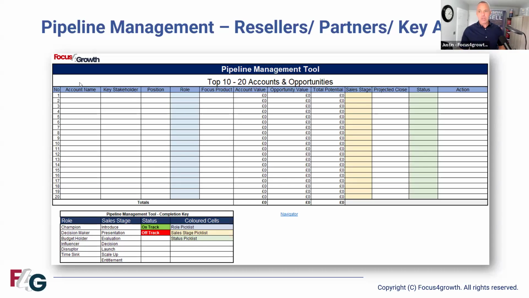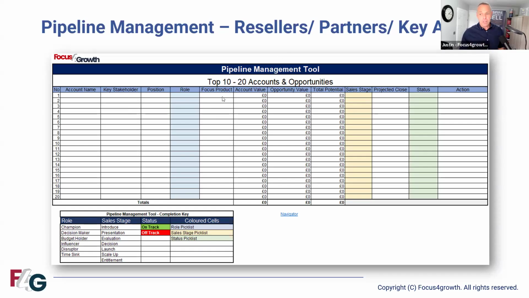And you'll see here, really simple, you've got simple fields: account name, the key stakeholder, that's the person that you are connecting with and you think is the key person that's going to drive this opportunity forward, their position in the company, and then this column here is role. So that's role in the sales process. And you'll remember this from our different stakeholder management sessions where we talk about champion, decision maker, budget holder, influencer, disruptor, or time sink. Now, hopefully the person who's sitting on your pipeline management tool is either going to be a champion, a decision maker, maybe a budget holder, but should be a champion or a decision maker, really.